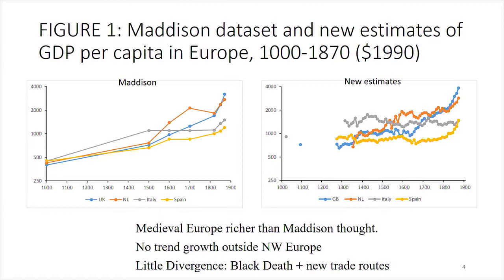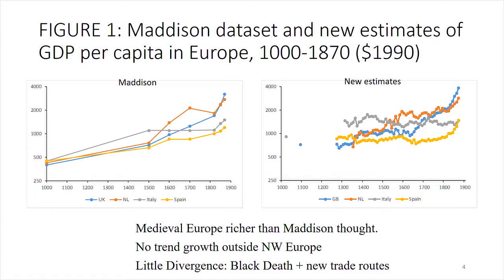Over on the right-hand side, we have the data-based estimates. And you'll see a number of quite big changes. So whereas in the Maddison series, everyone's at about $400 in the year 1000, the observations we actually have from the data are for Italy around about 1,000. That's 2.5 times subsistence. That's quite a big difference from being at subsistence.